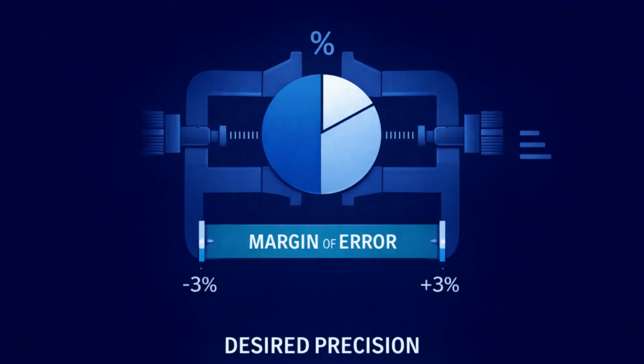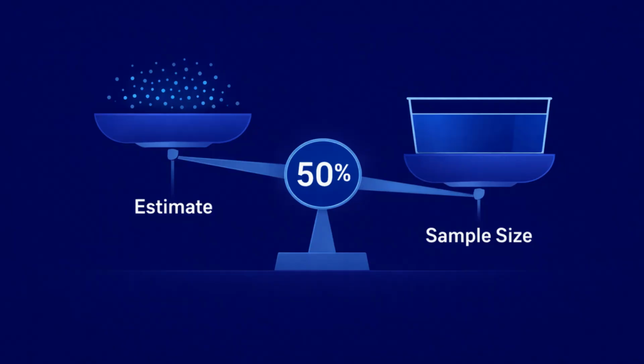Third, decide on a desired margin of error. This is how close you want the estimate to be to the true population proportion. For example, you might want the estimate to be within 3 percentage points or 5 percentage points of the true value. Fourth, provide an estimate of the population proportion. This value does not need to be exact. It is often based on prior studies, historical data, or a reasonable guess. If no reasonable estimate is available, a common and conservative choice is to use 50%. This choice leads to the largest required sample size and ensures the margin of error goal will be met.